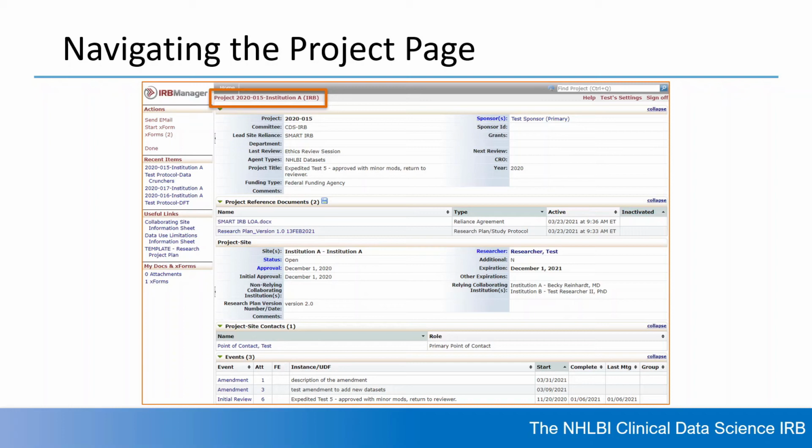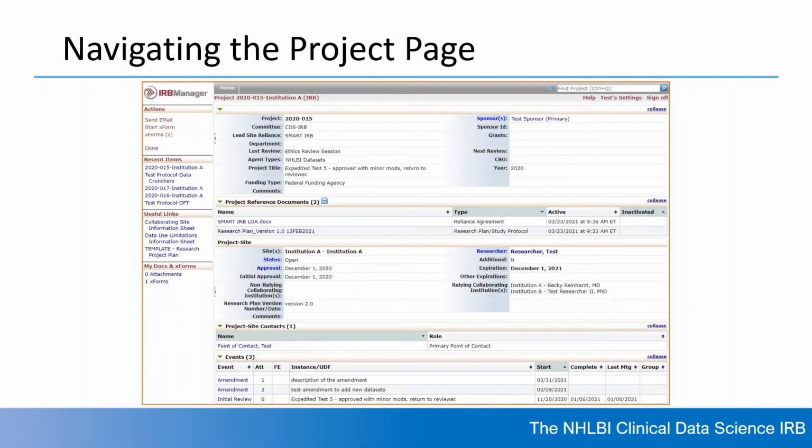A project page in IRBManager can be thought of as the main study file for a research study. It contains links to all the events that have occurred throughout the life cycle of the study. The left side of the project page contains the same menus, actions, recent items, useful links, etc. as the dashboard. Note, however, there are different links under the Actions menu.